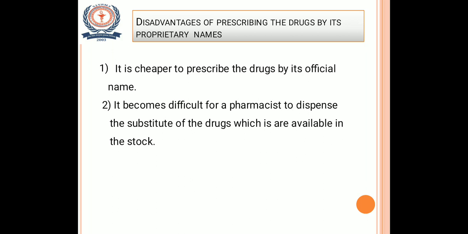And the second one is it becomes difficult for pharmacists to dispense a substitute of the drug which is available in the stock. So as different manufacturing companies are there for a single medicament, obviously there are chances of confusion in the mind of the pharmacist, and again every patient is not ready to accept the substitute. That's why it becomes difficult for pharmacists to dispense the substitute of the drug.